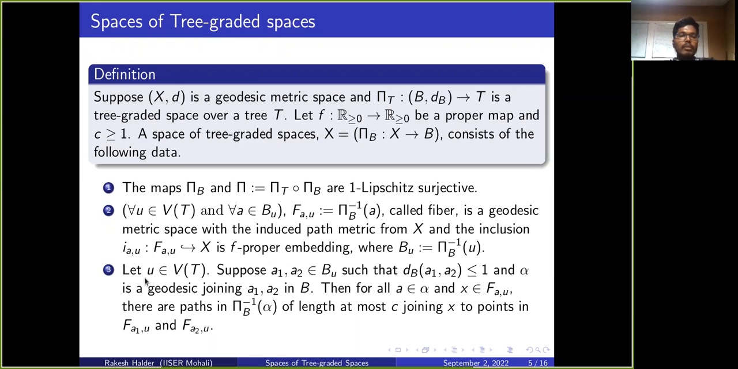And the third condition is that for all vertices u inside T, suppose a1 and a2 are points inside the corresponding piece B_u which are one distance apart, and let alpha be a geodesic joining a1 and a2. Now for all a inside alpha and every point x inside the fiber over a, x can be joined by a path of length at most c to a point inside the fiber over a_i, and this path lies inside the inverse image of alpha.